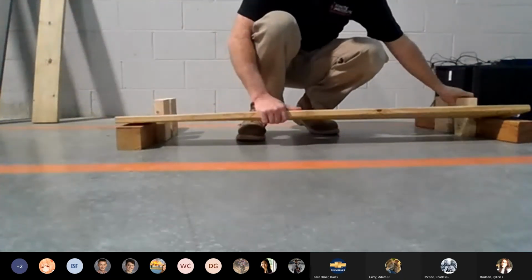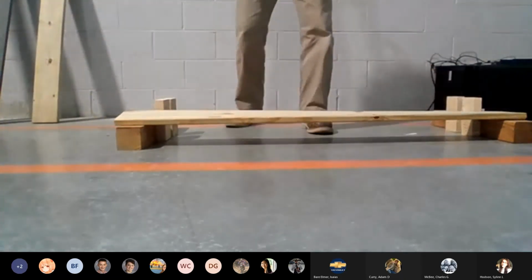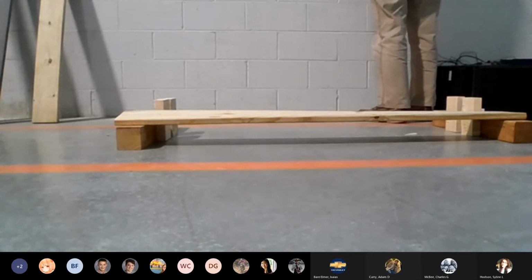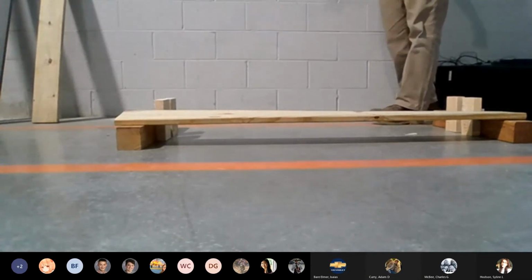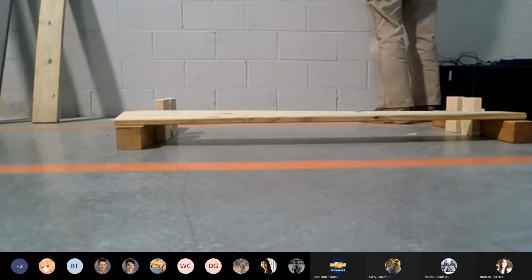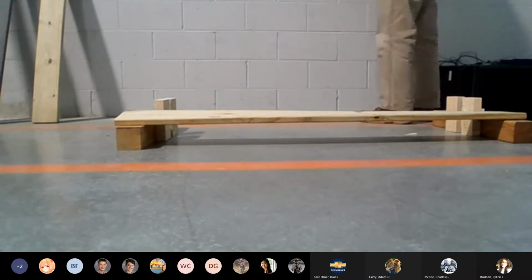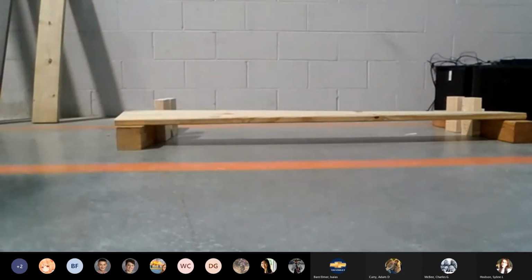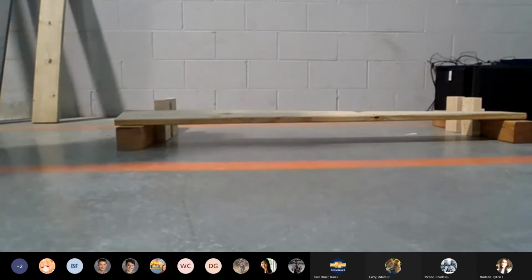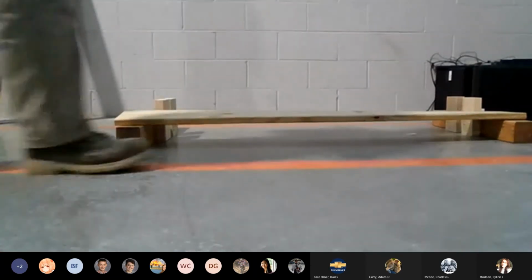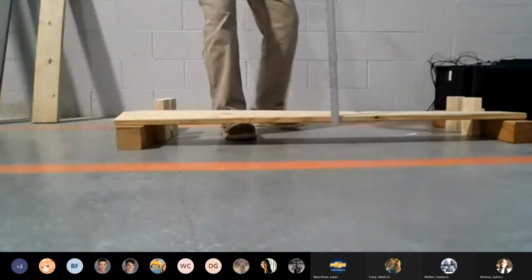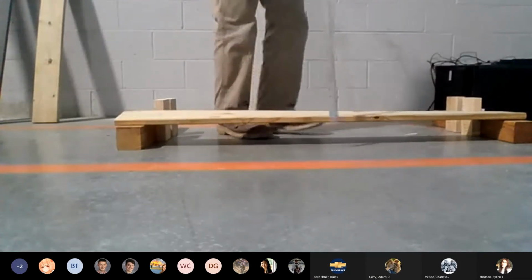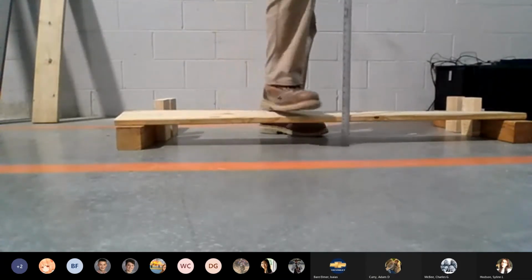Remember, I'm going to throw a vocabulary word at you here. Anybody remember the distance from support to support? I told you the board's 59.5 inches long, but I'm supporting it here and here. What's that distance between the supports? Span. Good. Span. So I've got that board on there, and I'm going to measure right here. Got about 3.5 inches.